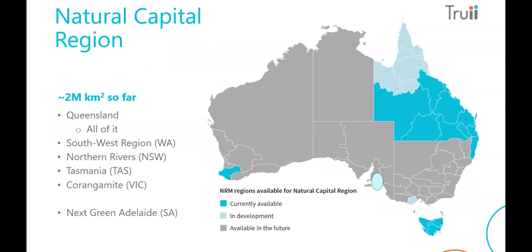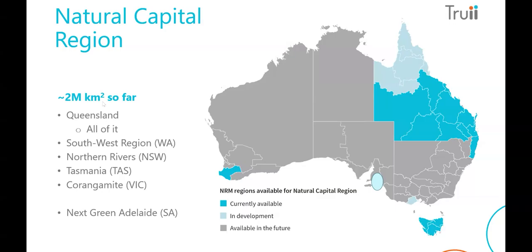An important thing for us: this has been an ongoing process for about 2 years to get this to the launch stage. But for us, it was pretty important to ensure that this app worked everywhere in Australia. So how we did that was to develop instances of Natural Capital Region for different NRM areas within Australia. So we've developed probably about 20 instances now.